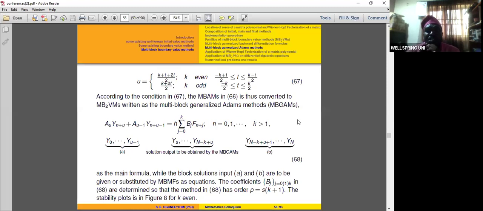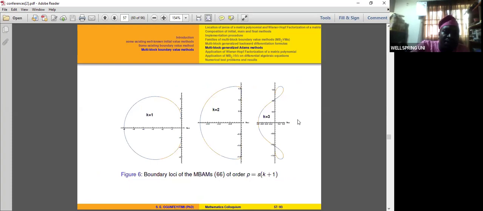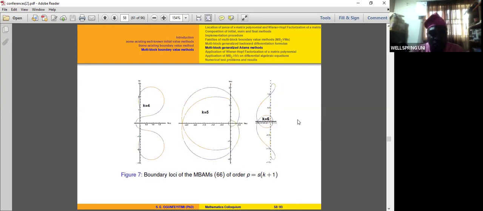According to this condition in 67, that multi-block initial value Adams method in 66 can be transformed into a multi-block generalized Adams method in equation 68, where A and B are block solution inputs that are required before we can implement it. Then the stability plot is given in figure 6. The stability plots in figure 6 are for the multi-block initial value Adams method, when k equals 1, k equals 2, k equals 3, and we can see k equals 4, 5, and 6.